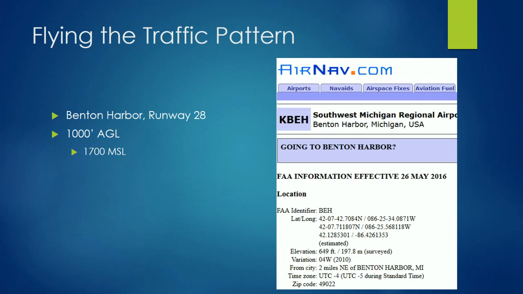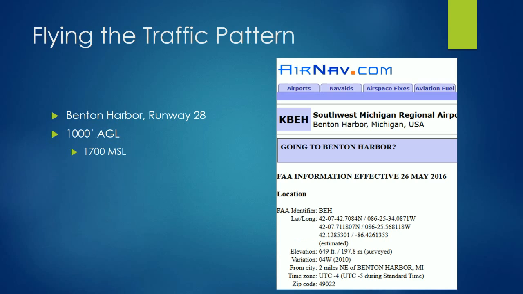We're going to be on the ground at Benton Harbor, Michigan, runway 28. That's where we'll depart. We're going to climb up to 1,000 feet AGL, which stands for above ground level. Now, your altimeter is going to read MSL, which stands for mean sea level. If you look down here, this is an excerpt from airnav.com. You can get a lot of useful airport information. The elevation at Benton Harbor is 649 feet MSL. So if you're on the ground at Benton Harbor, your altimeter will read 649.